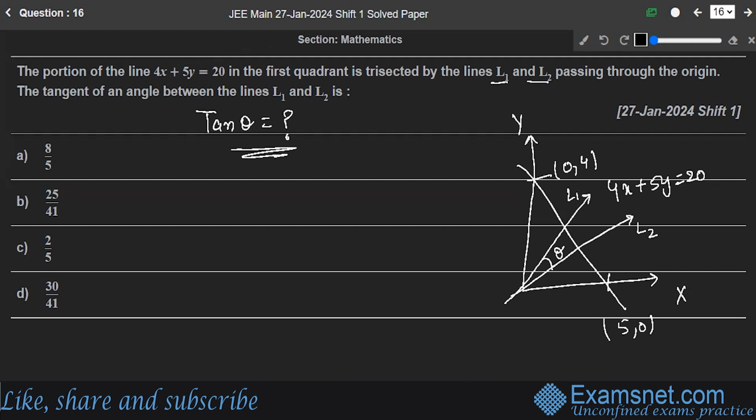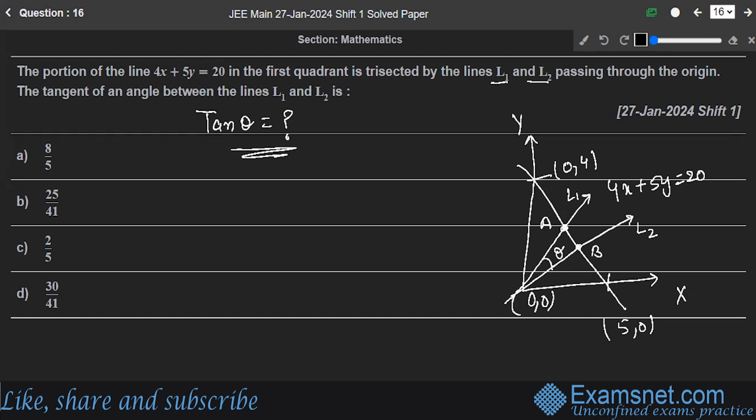Tangent of theta. Now let's say L1 cuts this line at the point A, and L2 cuts the line at the point B. First of all, let's find out the coordinates of A and B, then only we can do anything, because we need to know the points. For tangent of theta, we need the slopes of both the lines, and for that, we already have the origin, and we need to find the coordinates for A and B.